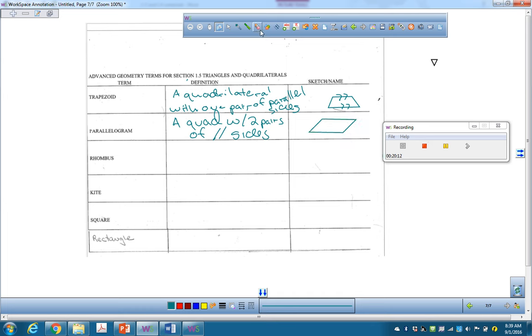So something like that, and then you would indicate that this side is parallel to that, and then maybe put one mark here and one mark there to indicate that those are parallel. Okay.